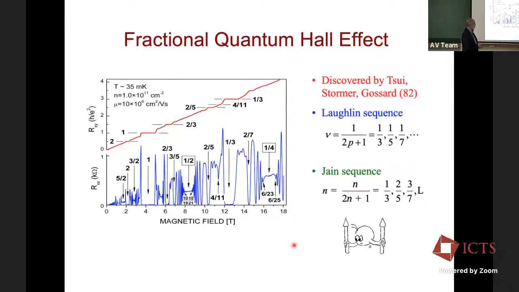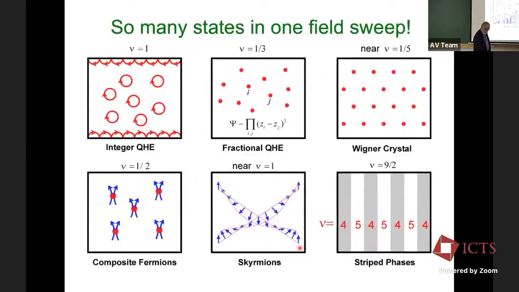And then Jain came with the idea of adding fluxes to electrons and making them composite fermions. And using that kind of picture, we can then understand a whole other set of fractions. And I would say about 95% of the fractions that are seen are understood in terms of the Jain sequence. So it smells right to anybody, even someone who doesn't understand the full physics of the Jain picture.